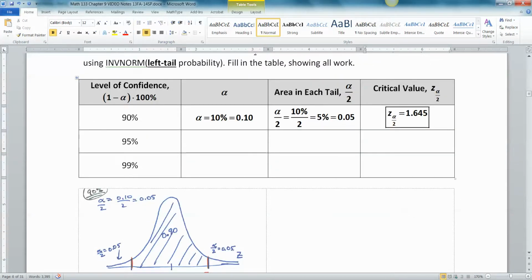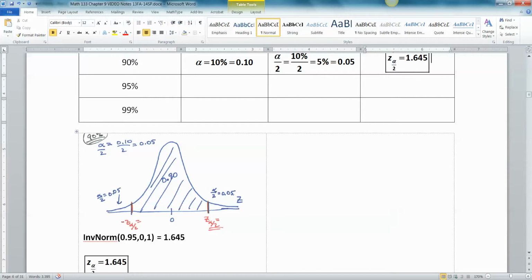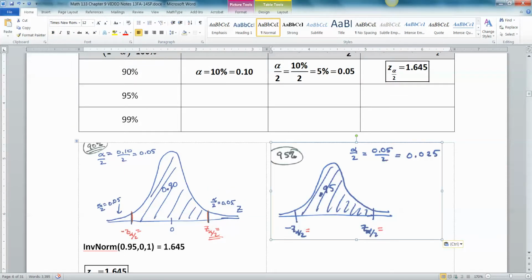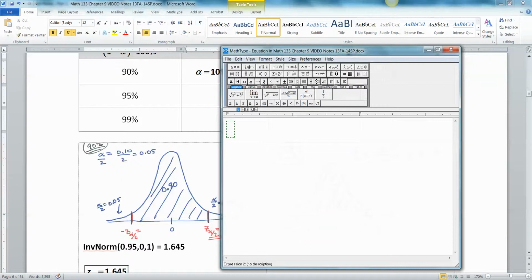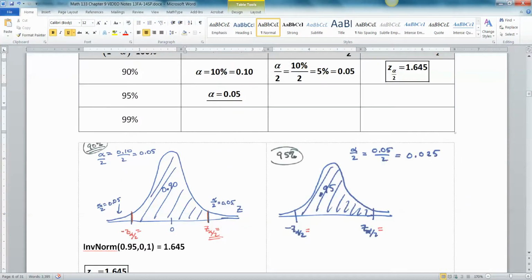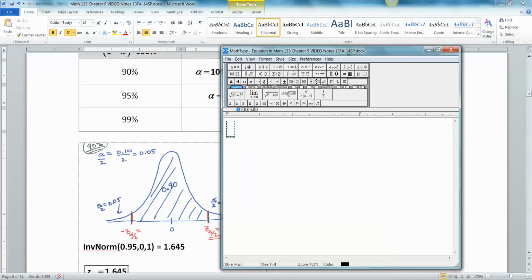All right, so now let's do it again. So for 95%, oops, let me go grab you a picture. There we go. So 95% is in the middle. So that means alpha is 0.05, right? The complement of 95%. So that's the 2 tails put together is 0.05. So alpha over 2 is equal to 0.05 divided by 2, which would be 0.025.